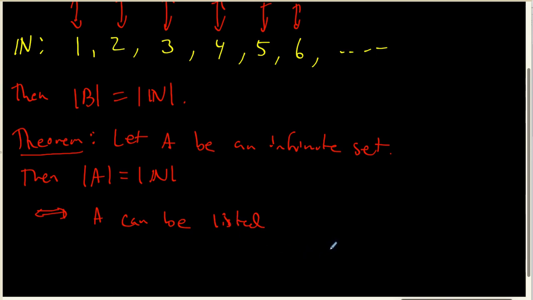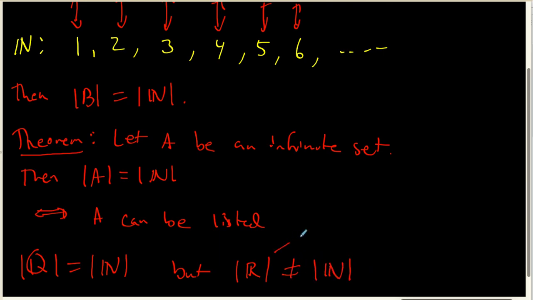In the next couple of videos, we're going to have you look at showing that the cardinality of the rational numbers is actually equal to the cardinality of N, but the cardinality of the real numbers is not equal to the cardinality of N. And because of this fact, we say that the real numbers are uncountable. And sets that are uncountable cannot be listed. So you'll explore that in the next two videos.